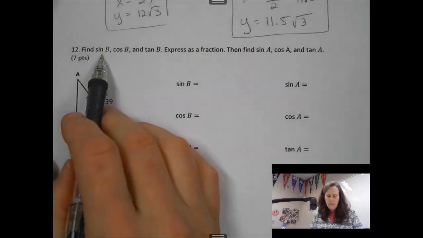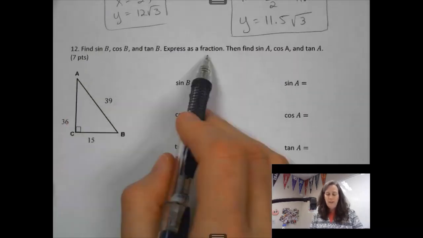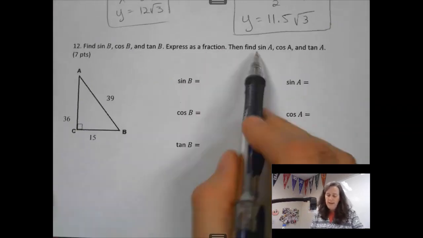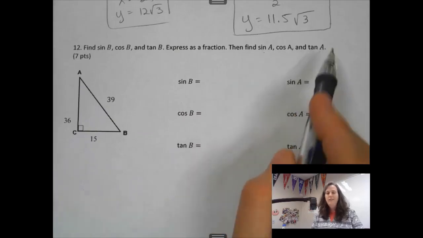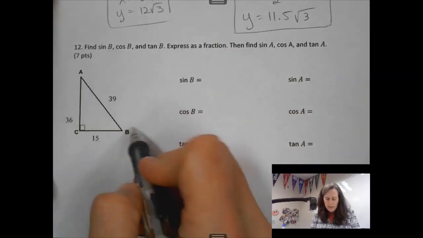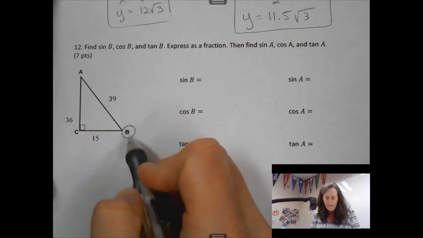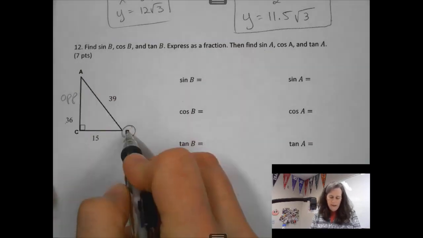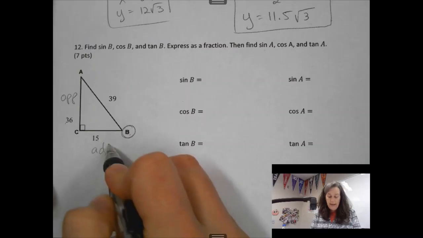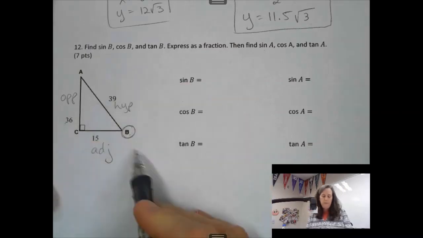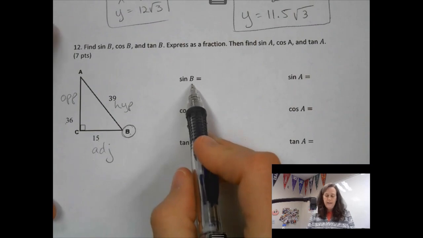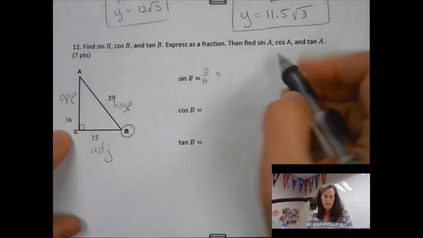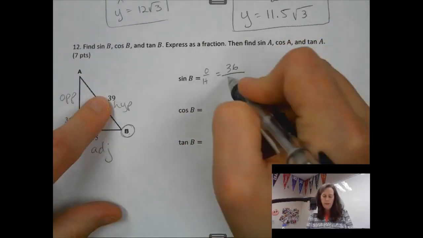So it says find the sine of b, the cosine of b, and the tangent of b. Express as a fraction, so you don't need to take the time to put it in your calculator and get a decimal. And then the sine of a, cosine of a, and the tangent of a. So let's use, first it's b. This is our anchor spot. If he's the angle we're looking at, then this 36 is the opposite side, and 15 is the adjacent side. 39 is the hypotenuse. So let's do sine is opposite over hypotenuse. I'll put that right here. Opposite 36, hypotenuse 39.